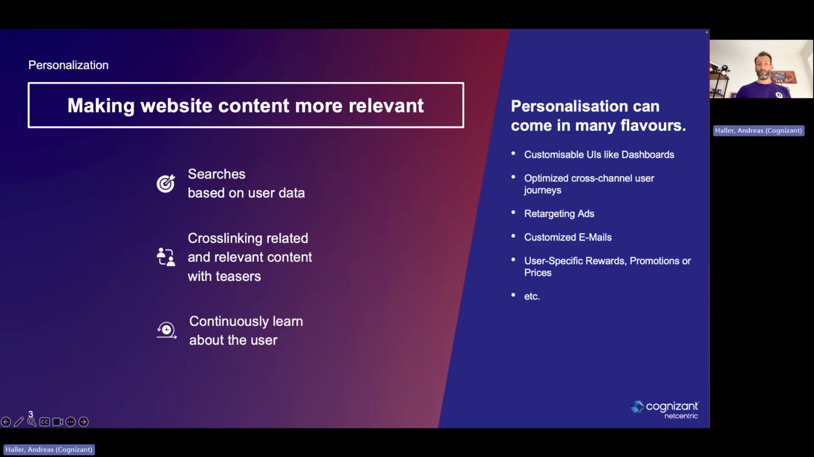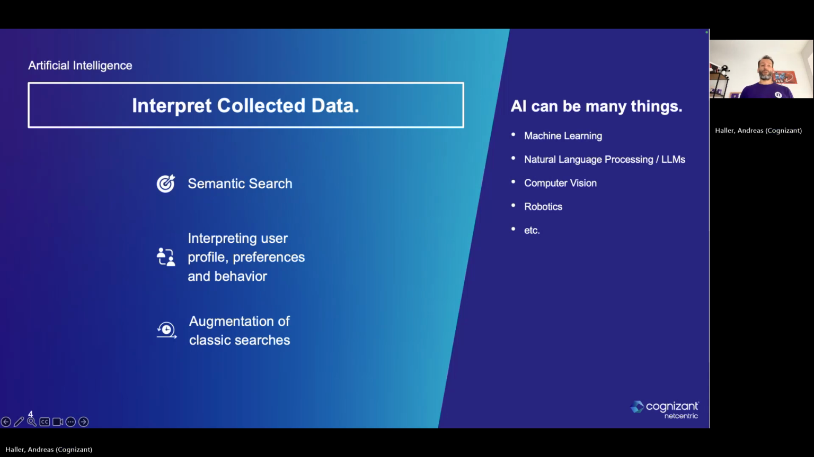The second field, artificial intelligence. Obviously, AI can also be many things: machine learning, robotics, computer vision, large language models. What we want to leverage today is a semantic search, a vector search, to interpret that user data and those preferences we have maybe from a logged-in user and the behavior of the user, and augment a classical search we have with that information and with the help of AI.